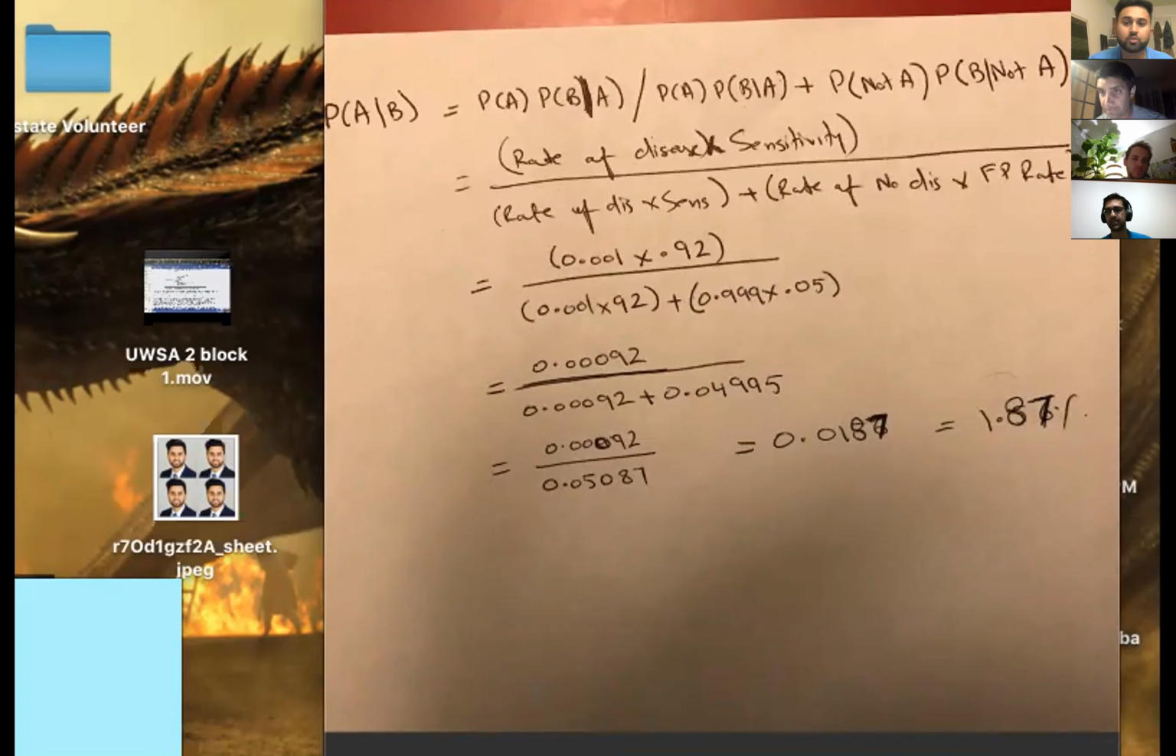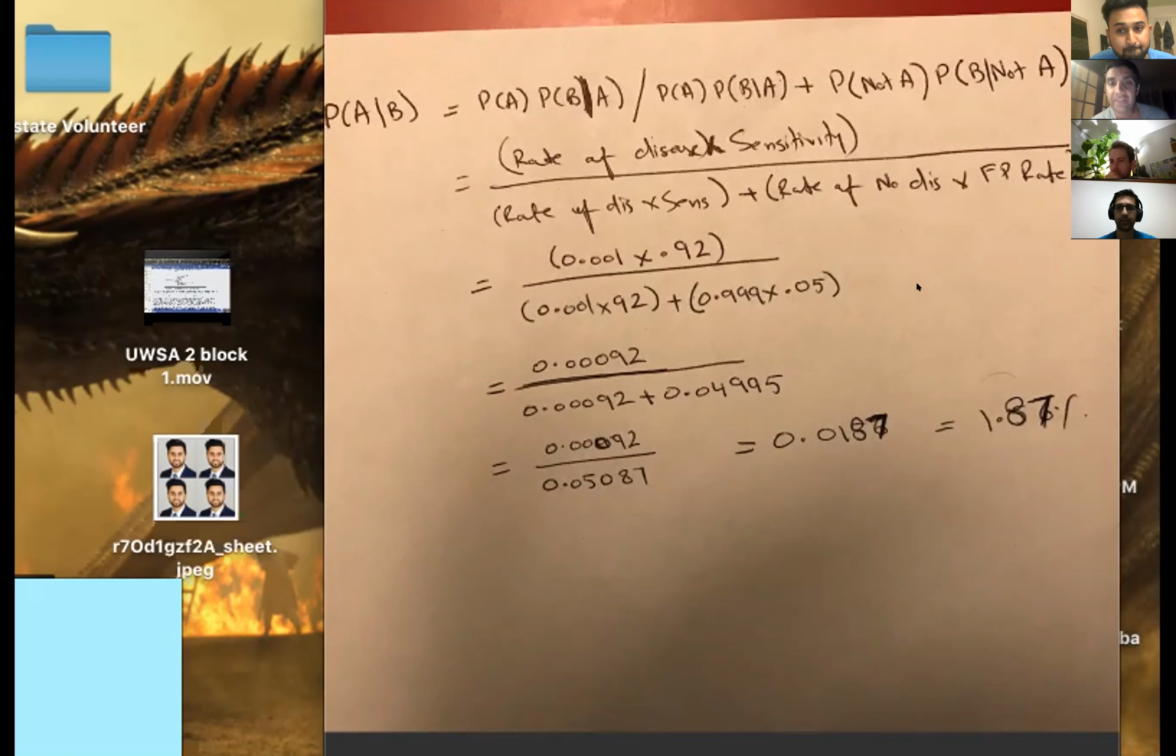Since the rate of disease is 1 in 1,000, that gives us 0.001, and the sensitivity is 92%, so you multiply 0.001 times 0.92. The same goes in the denominator, and then you add the rate of no disease, which you calculate by subtracting the rate of disease from 1. That gives you 0.999. The false positive rate is obtained by subtracting the specificity from 1, so 1 minus 0.95 gives you 0.05.